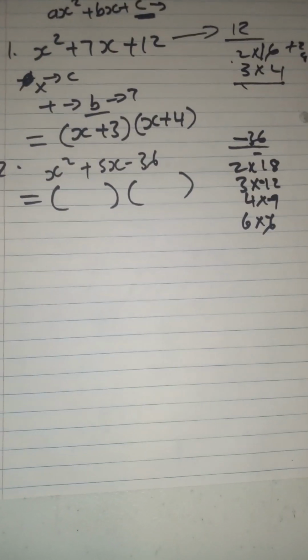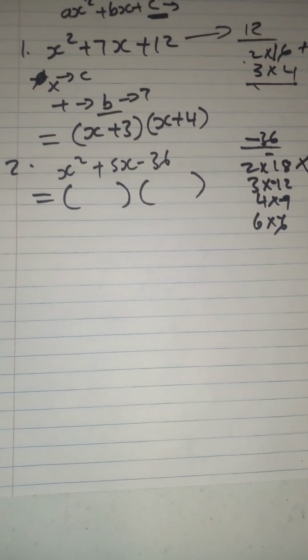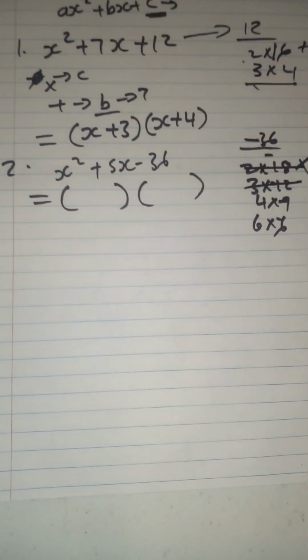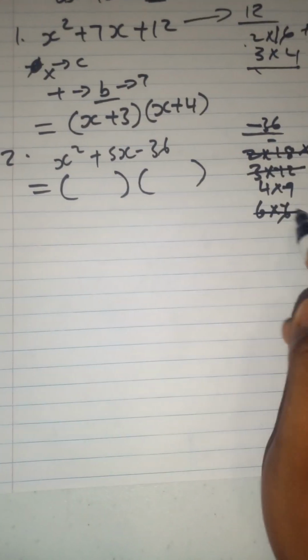Negative 18 plus 2, it is what? Negative 16. So this one is what? It's out. And then what is negative 12 plus 3? It is negative 9. This one is already out again. And then negative 6 plus 6, 0. It's out. So let's check negative 9 plus 4.